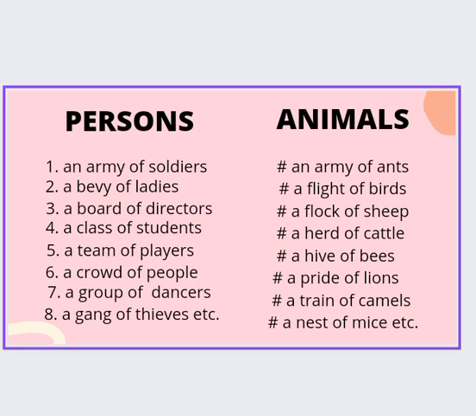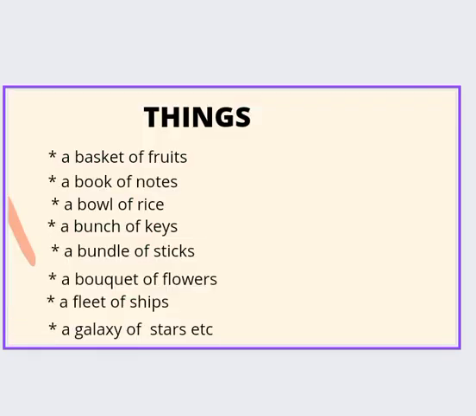Then that of animals, we can say an army of ants, a flight of birds, a flock of sheep, a herd of cattle, a hive of bees, a pride of lions, a train of camels, a nest of mice. Then we can also have things: a basket of fruit, a book of notes, a bowl of rice, a bunch of keys, a bundle of sticks, a bouquet of flowers, a fleet of ships, a galaxy of stars, etc.